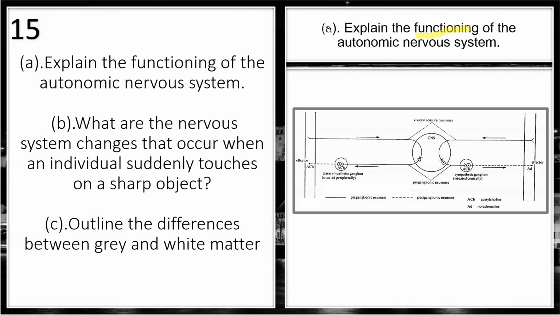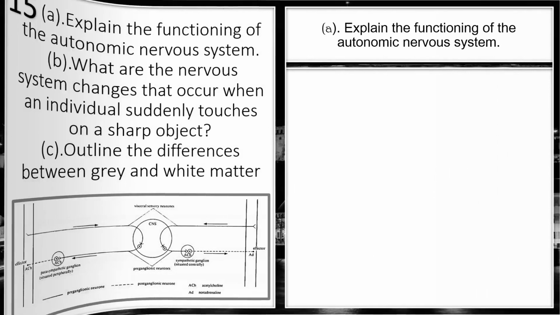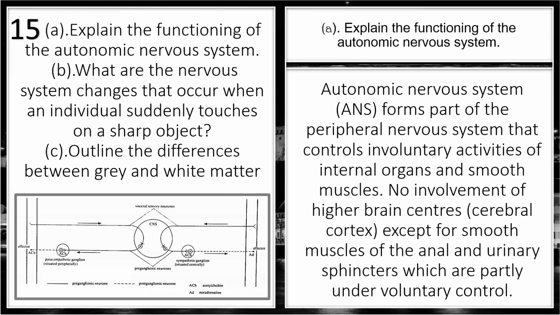Explain the functioning of the autonomic nervous system. The autonomic nervous system, or what we call ANS, forms part of the peripheral nervous system, and that controls involuntary activities of internal organs and smooth muscles.